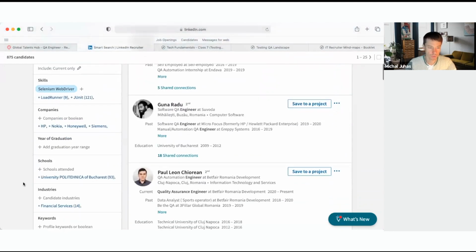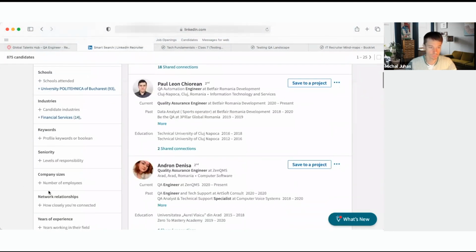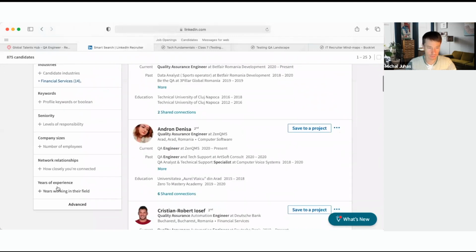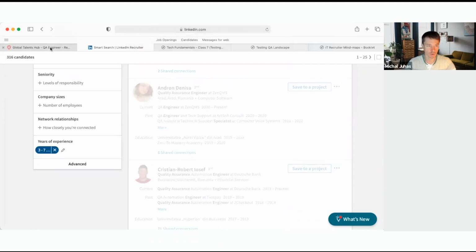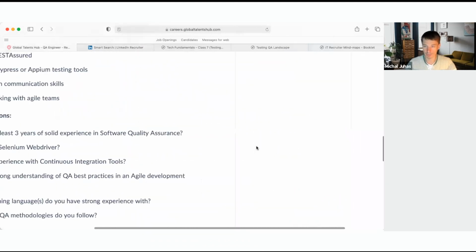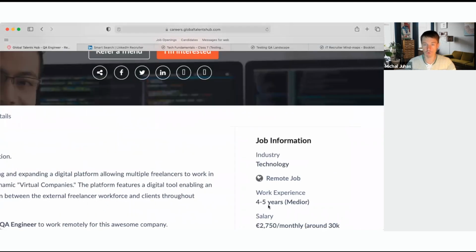Now, we don't really need someone who is way too senior, just because they would be out of range. So I would decrease the seniority to, I don't know, maybe like 6, 7 years. And someone who has just 1 or 2 years experience would be too junior. So let's say 3 to 7. And you can always go back to the job advert or job description, and you can see here like 4 or 5 roughly would be a good fit.